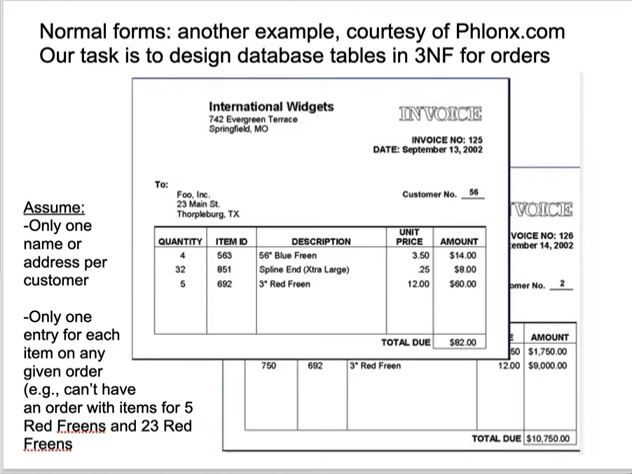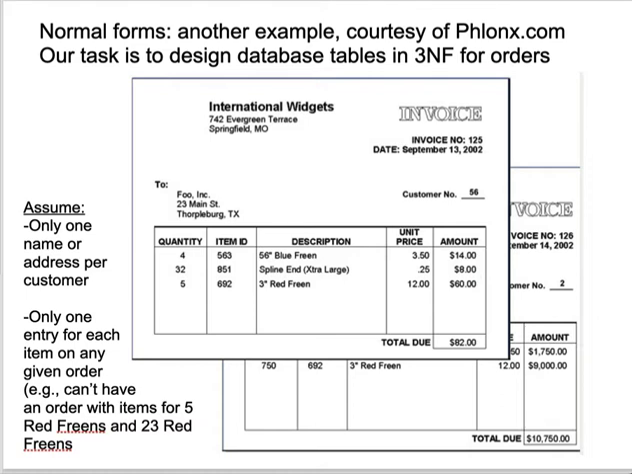And there's only one entry for each item in any order. That is, the order system would consolidate. If a person asked for 4 blue frames early in the order process, then in that same order asked for 4 more blue frames, it would sum that up to 8 blue frames. So there wouldn't be 2 of the same item in any single order. We are putting these on to make sure that our normal form system makes sense.